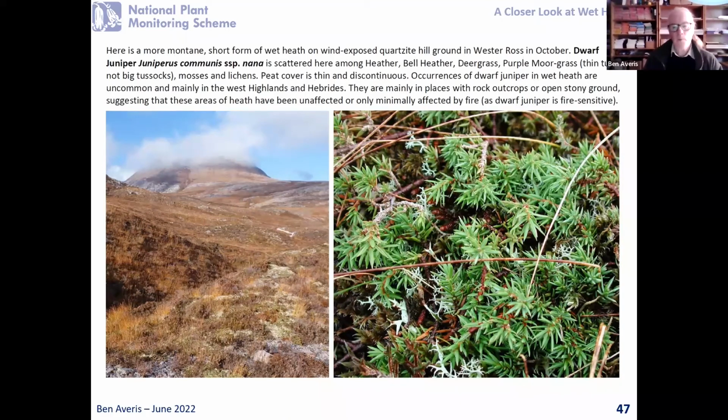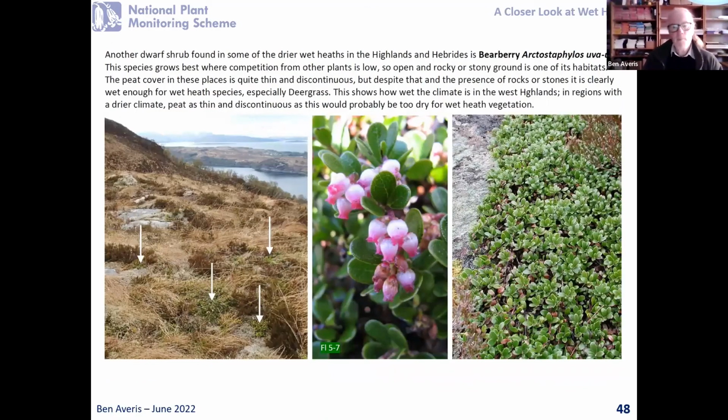And another one on the next slide is the bearberry coming up, Arctostaphylos uva-ursi. Again, the wet heaths that are on slightly thinner soils, because it also grows in dry heaths and in rocky places. So on the whole it likes it drier, but it is tolerant of a certain amount of wetness, as we find at the drier end of wet heaths. It likes a bit of space, does the bearberry, because it's not a very good competitor with some of the other plants.